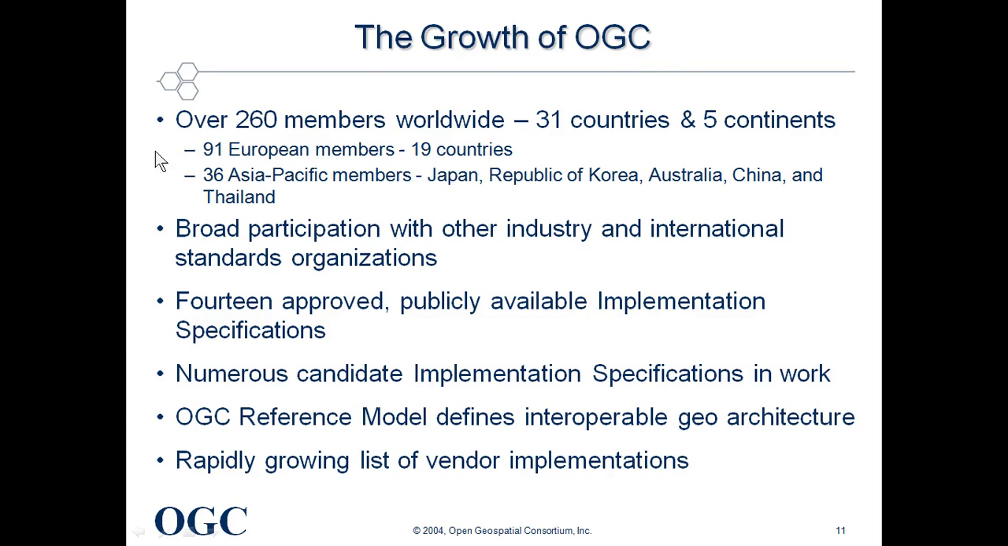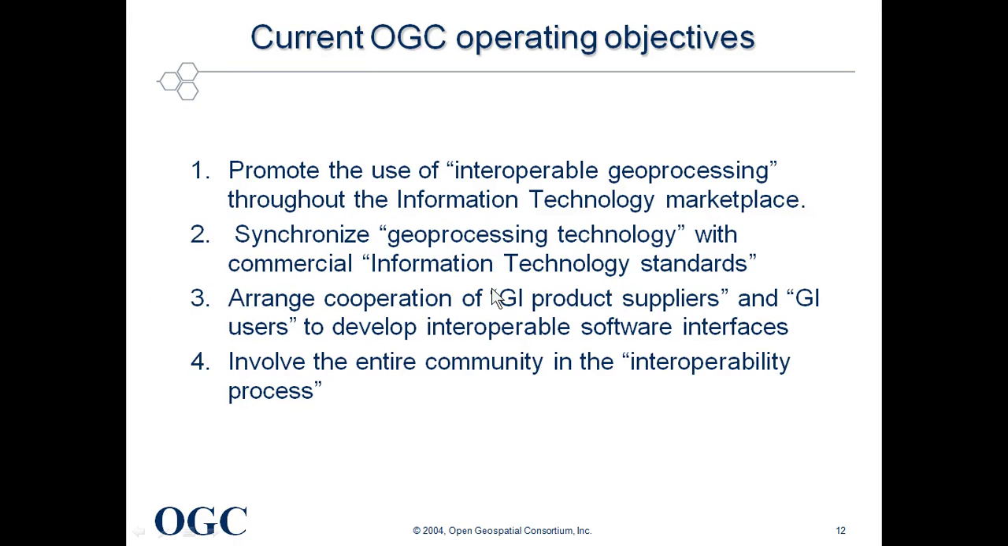So the growth of OGC is over 60 members worldwide, 31 countries and 5 continents, and broad participation with other industry and international standard organizations, 14 approved, publicly available implementation specifications. These specifications are available, and numerous candidate implementation specifications are in work. The OGC reference model defines interoperable geo-architecture. It has to be interoperable. That's what I was just talking about. And a rapidly growing list of vendor implementations is also there.